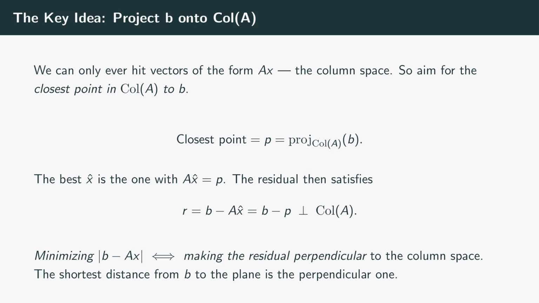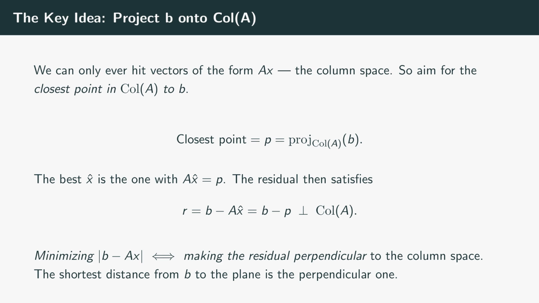Here is the key insight, and it is pure geometry. No matter what x we choose, the output Ax is always some vector in the column space, that flat sheet of reachable targets. We can't reach b, but we can ask which point on the sheet is closest to b. And we answered that 2 episodes ago, the closest point in a subspace to an outside vector is its orthogonal projection. So the closest reachable target is the projection of b onto the column space, call it p.